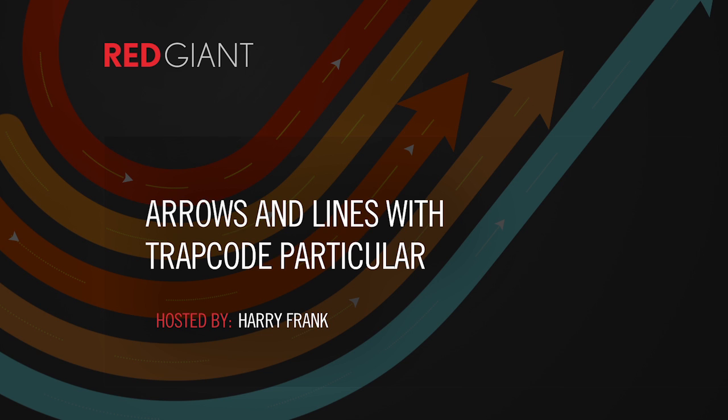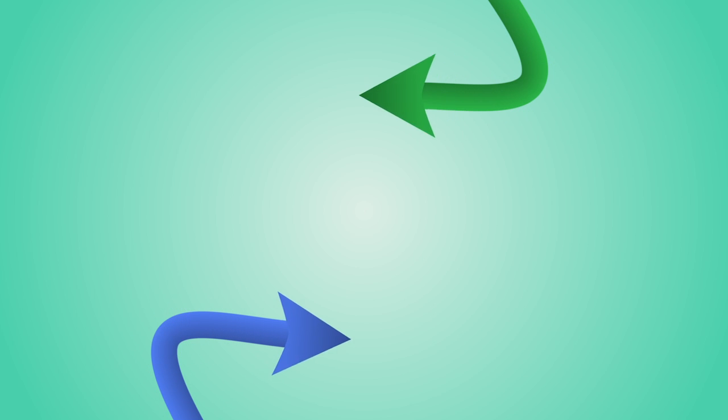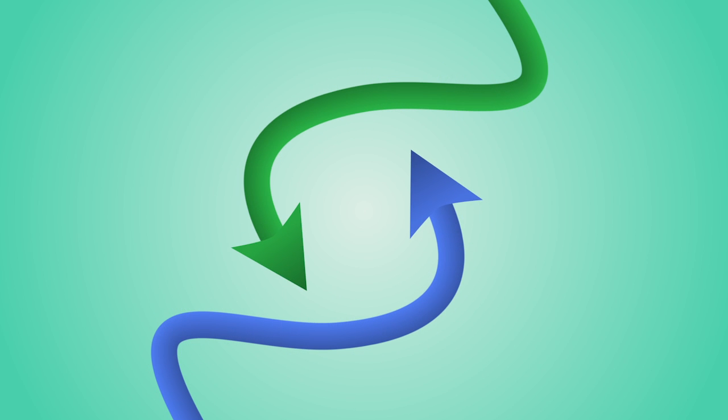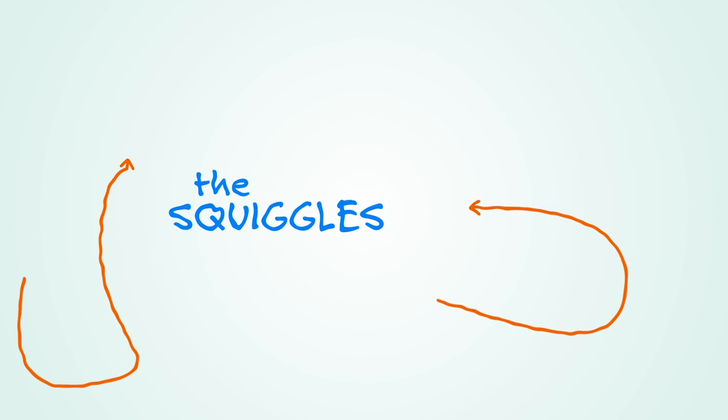Hi folks, Harry Frank from Red Giant here, and in this tutorial, I'm going to be using Trapcode Particular to create differing styles of lines, arrowheads, and dashed lines within Adobe After Effects. The concepts I'll be covering in this tutorial can be used to create a wide array of cool arrow and line styles. We won't cover all of these in detail, but the project file download for this tutorial includes all of these examples for you to explore.